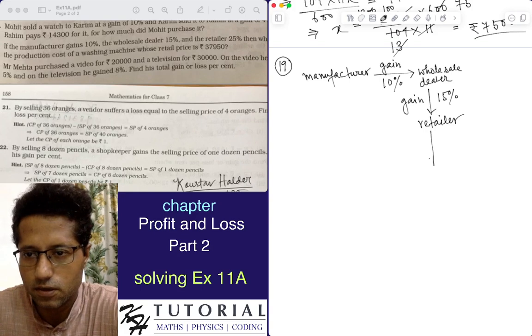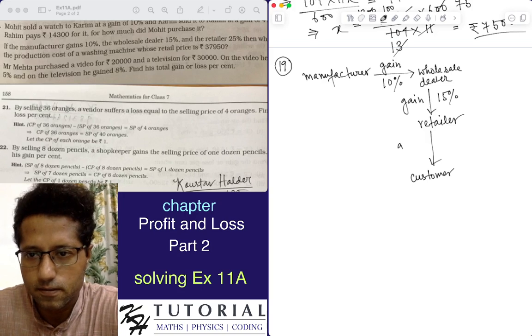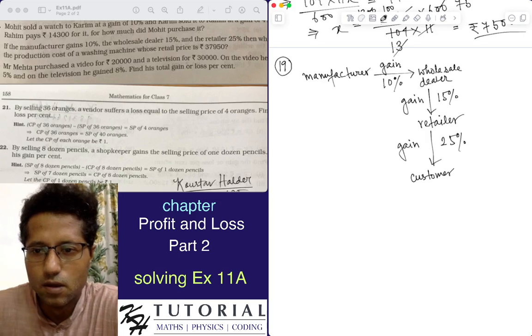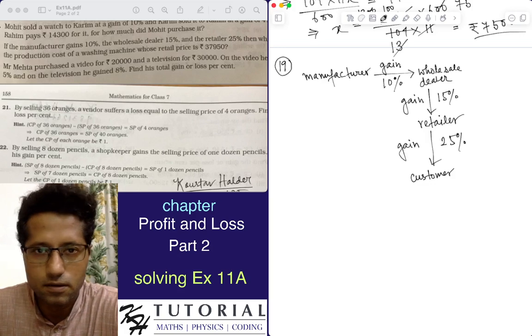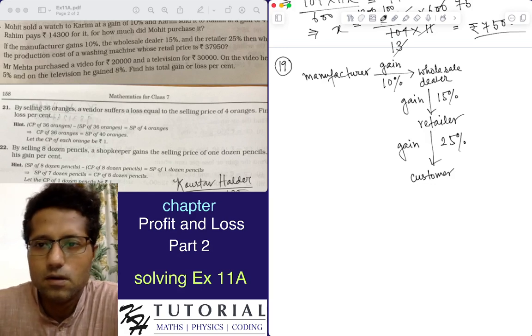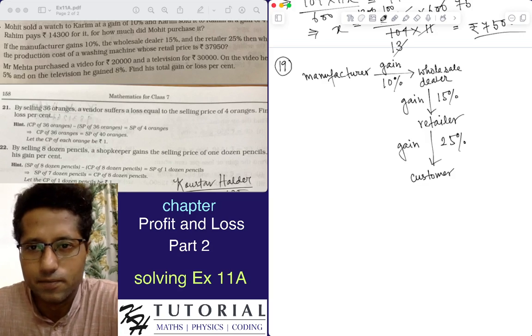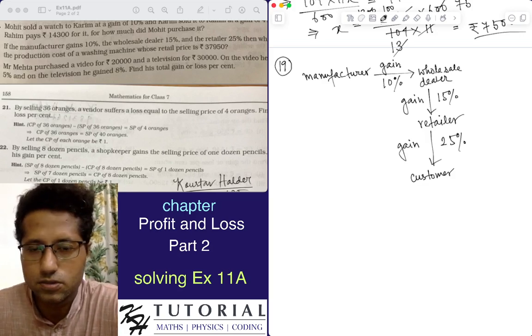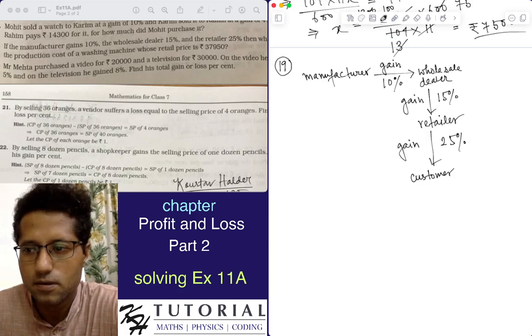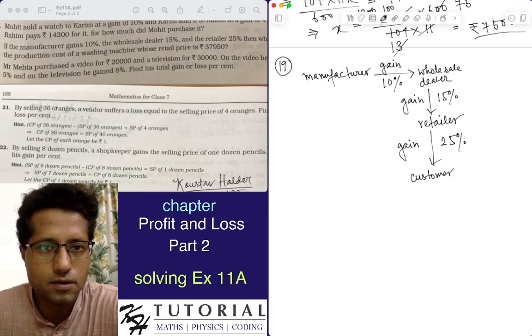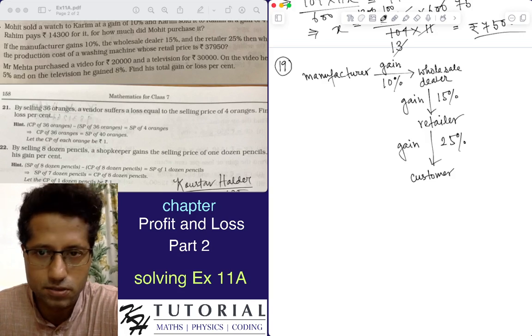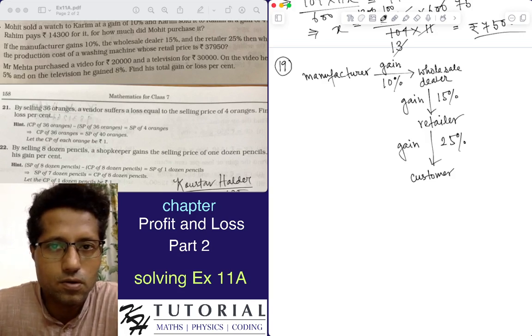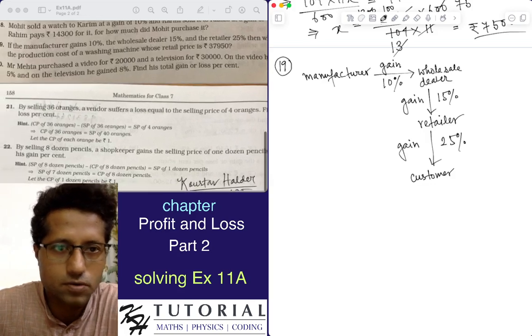Then what is the production cost of a washing machine whose retail price is given. So now the retailer also sells, let's say, to the customer with a gain of 25%. The price at which the customer finally purchases the machine is the retail price. And the cost of producing the washing machine for the manufacturer is termed the production cost. So it is asking what is the production cost of the washing machine.